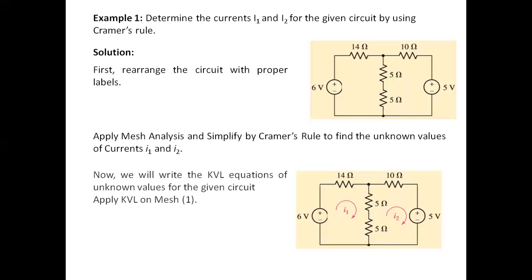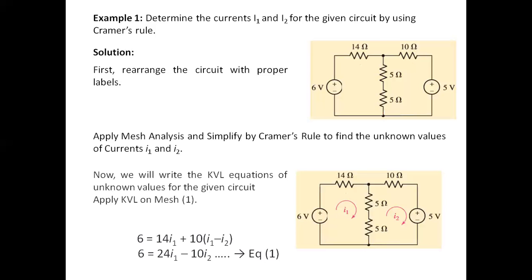6 volts. 6 equals 14 I1 plus 5 plus 5. It is simple, right? Both are connected in series. So 10 times (I1 minus I2). Right? So that is the circuit. Now you see here, this is the expression: 6 equals 14 I1 plus 10 times (I1 minus I2). After simplifying, 36 equals 14 plus 10, 24 I1 minus 10 I2. That is the first equation from mesh 1.